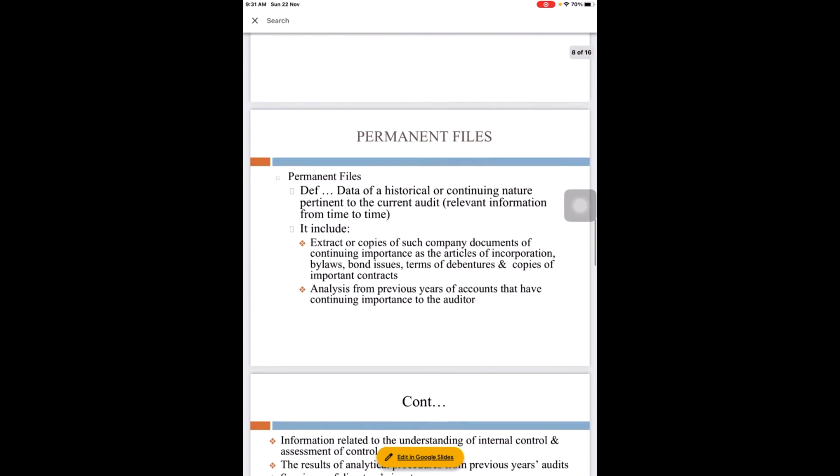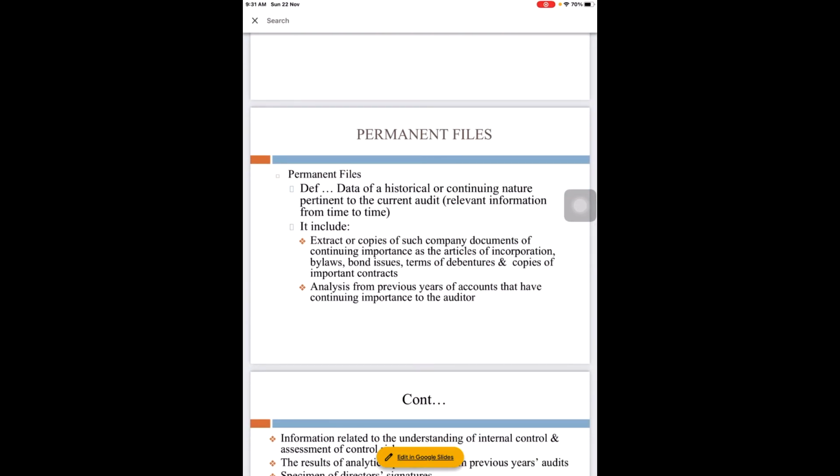Right, now we move on to the permanent files. The definition: data of a historical or continuing nature pertinent to the current audit. So relevant information from time to time. So this is the information.